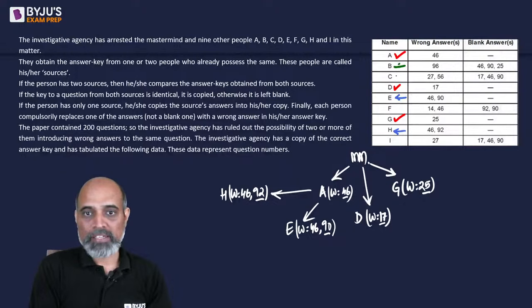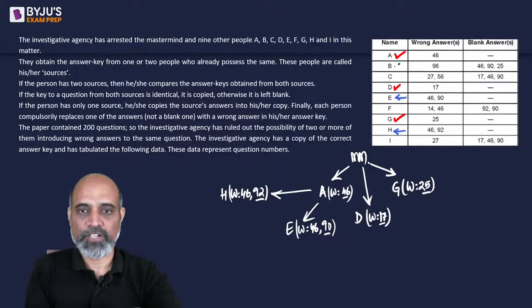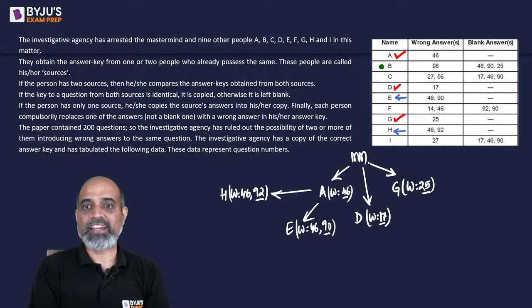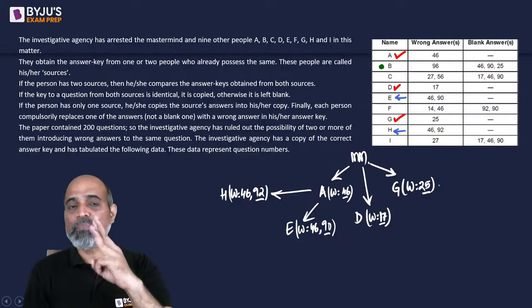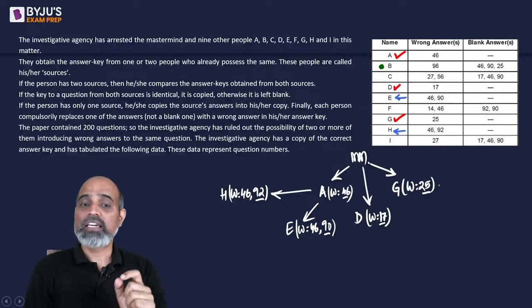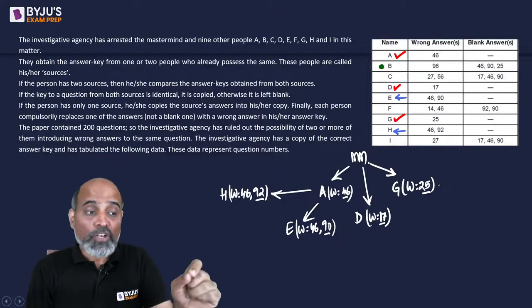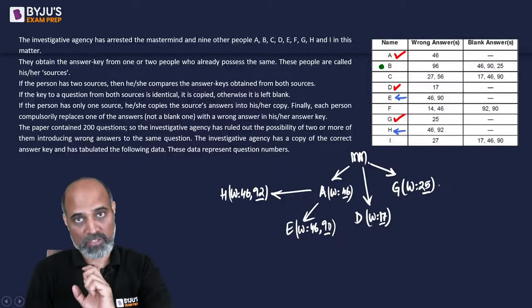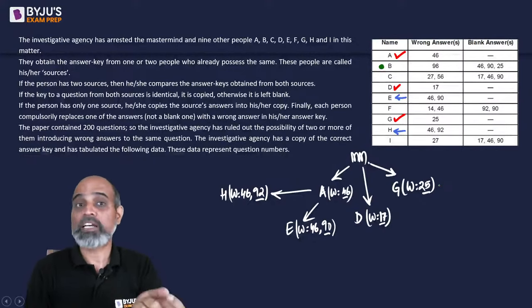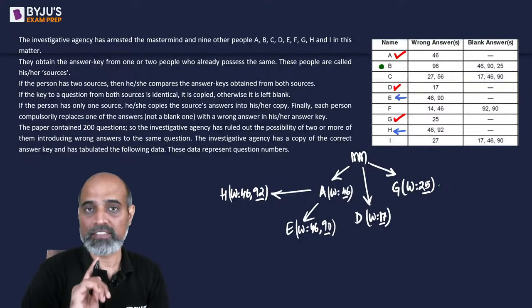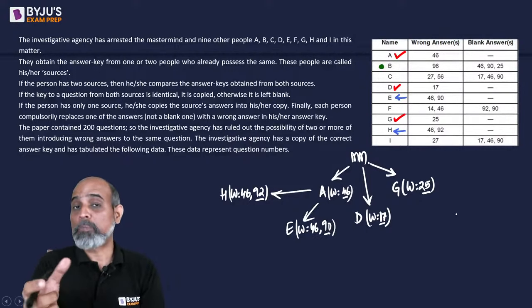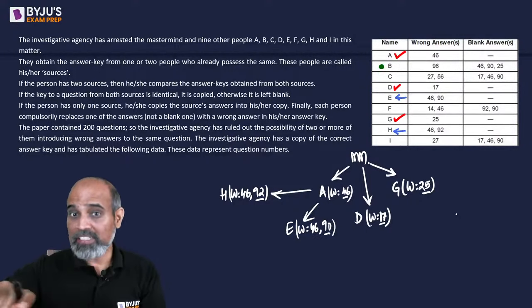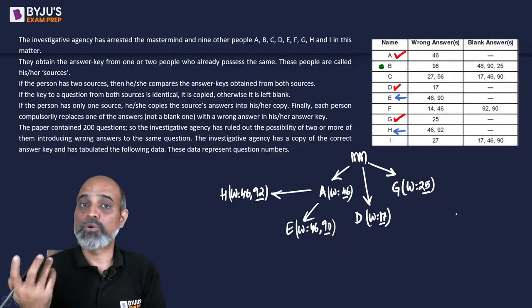If we go to B, let's use a different one. So if we go to B, what we will find is his blank answers are 46, 90 and 25. 3 blank answers he is leaving because he is confused about what to mark for 46 because there is a mismatch, what to mark for 25 because there is a mismatch, and what to mark for 90 because it's a mismatch. So which 2 people should we choose such that all these 3 blank answers are going to exist?